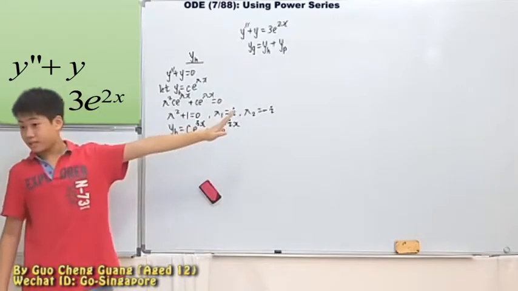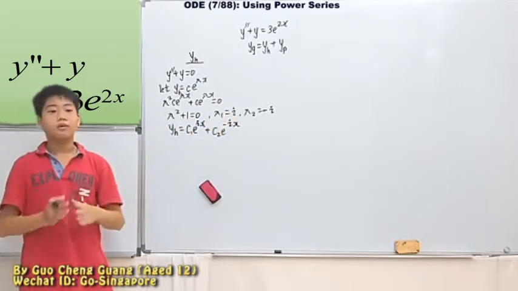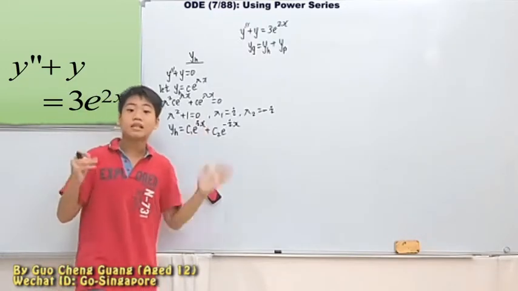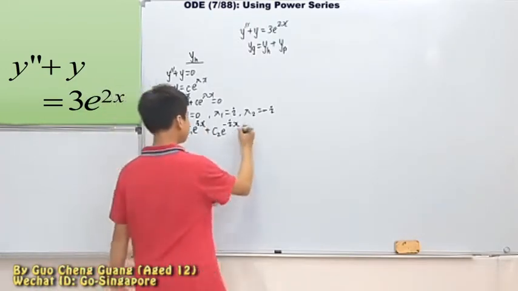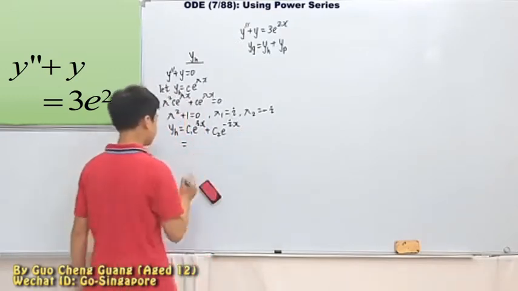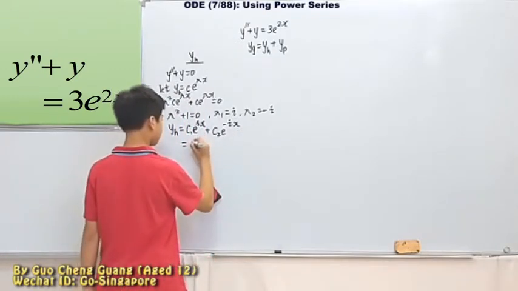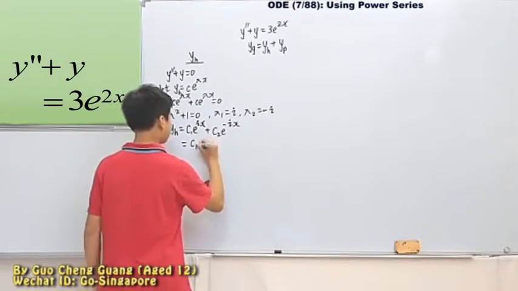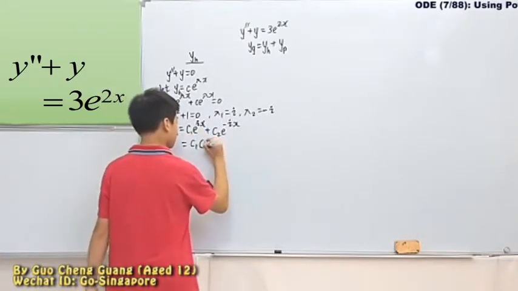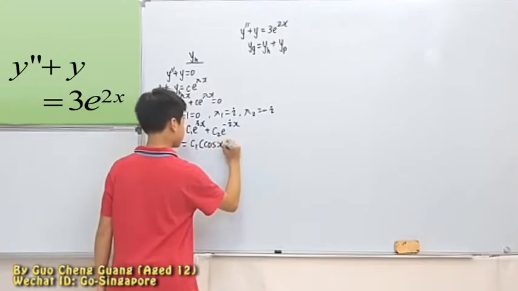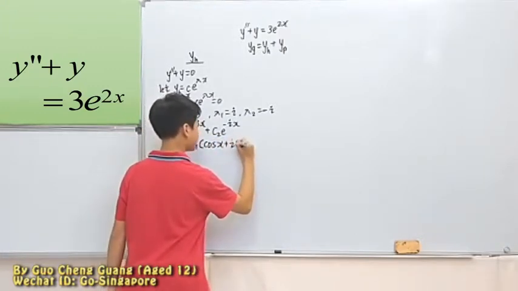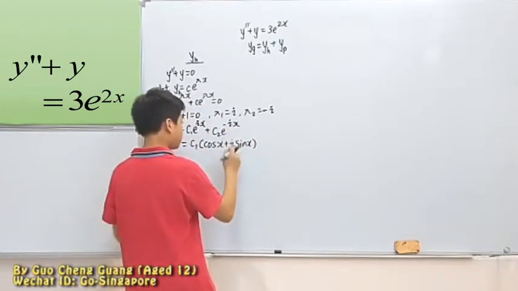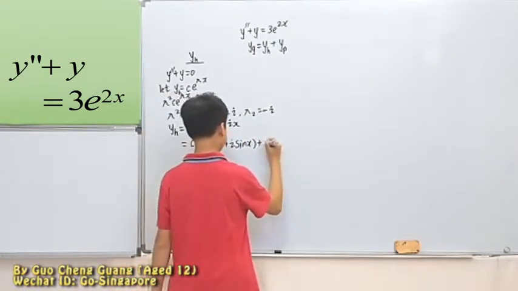Okay, I purposely erased that. Right now we use Euler's formula. We can try to get sines and cosines. Okay, we use Euler's formula. What happens here? So that means this part, C1, here it becomes cosine x plus i sine x. This part is just here, minus.